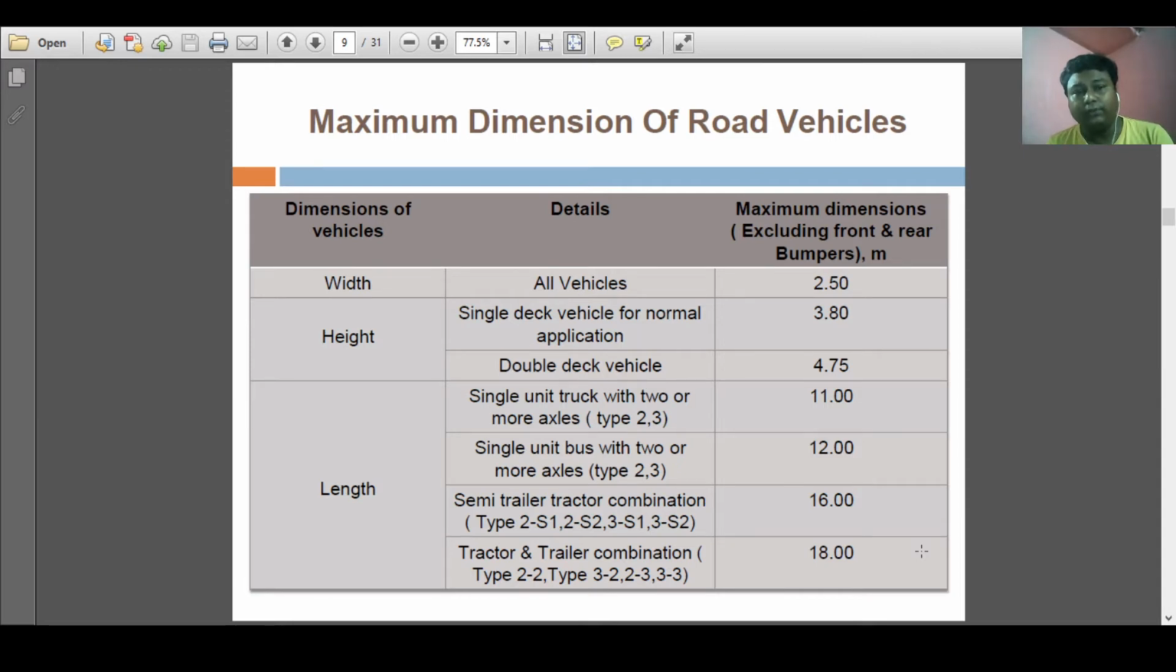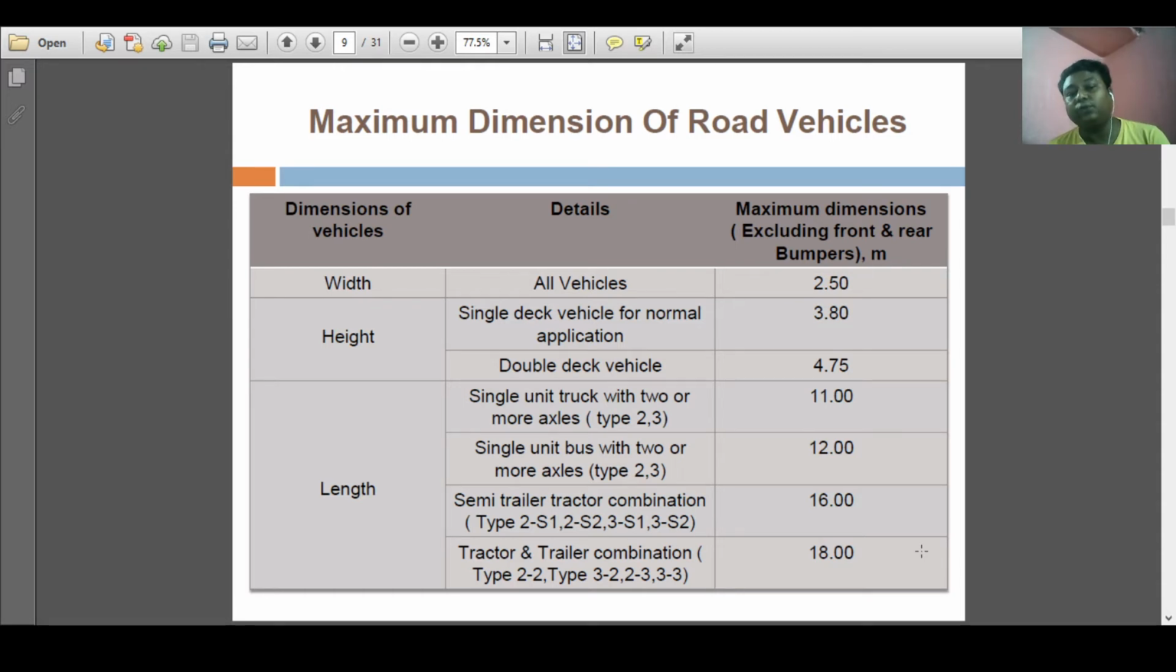So for the width, all vehicles should be 2.5 meter. If you see the table, at the top is the dimension of the vehicle. The details mean the type of the vehicles and the maximum dimension excluding the front and rear bumpers. Keep in mind that whatever dimensions are given are excluding the front and the rear bumper, because it is not mandatory to use a bumper in your vehicle. That is why the dimensions are calculated excluding this. So the width of the vehicles is 2.5 meter.